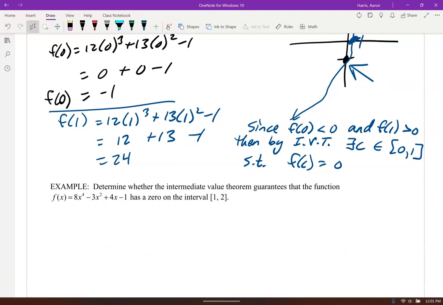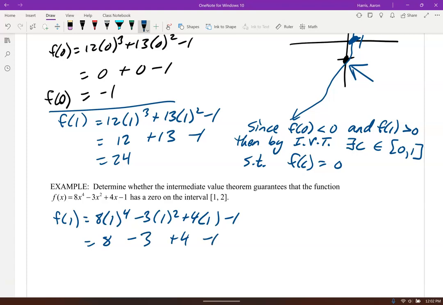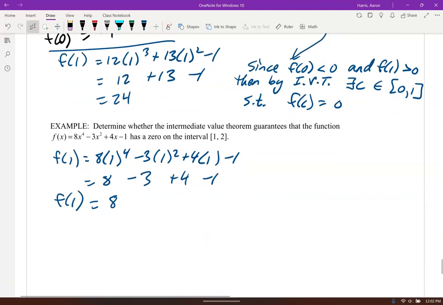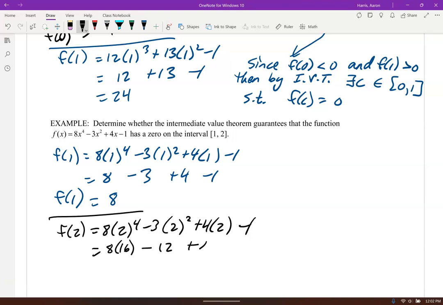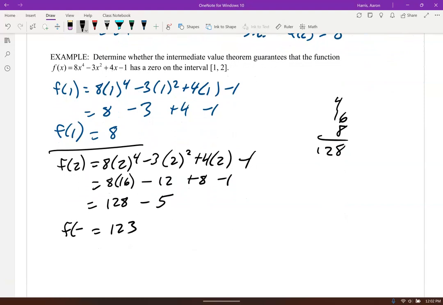Let's try this one. How about from 1 to 2 for this one? Let's throw 1 in. Looks like f of 1 ends up being 8. And let's throw in f of 2. F of 2 would be 8 times 2 to the 4th minus 3 times 2 squared plus 4 times 2 minus 1. Let's see, 2 to the 4th, 16. 3 times 4, 12, plus 8 minus 1. 16 times 8, minus 12 plus 8, -4 minus 5, so 123. F of 2 is 123.